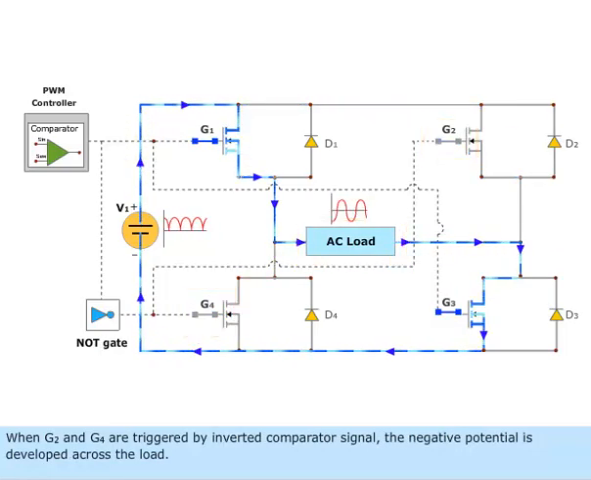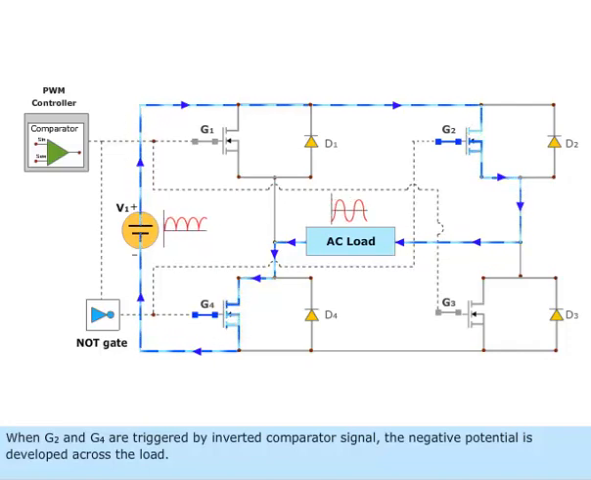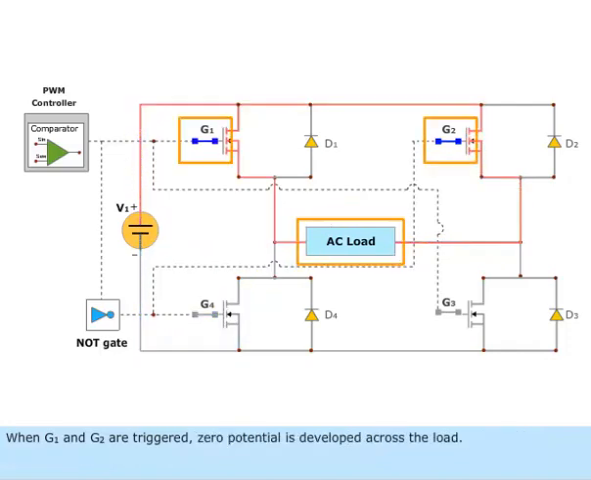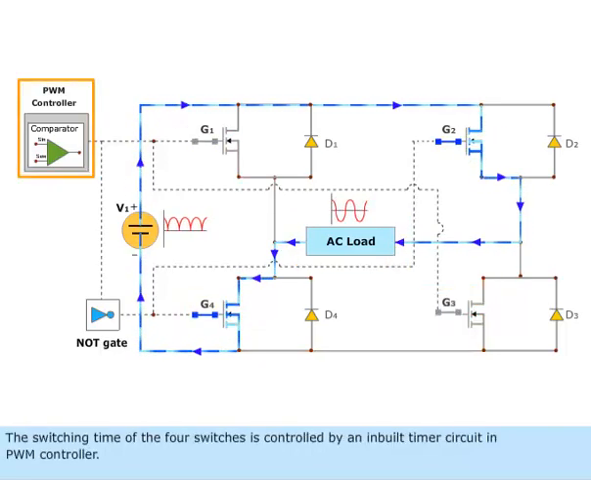When G sub 2 and G sub 4 are triggered by inverted comparator signal, the negative potential is developed across the load. When G sub 1 and G sub 2 are triggered, zero potential is developed across the load. When G sub 3 and G sub 4 are triggered, zero potential is developed across the load. The switching time of the 4 switches is controlled by an inbuilt timer circuit in PWM controller.